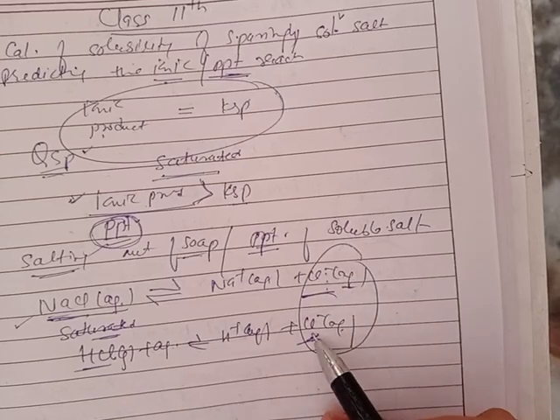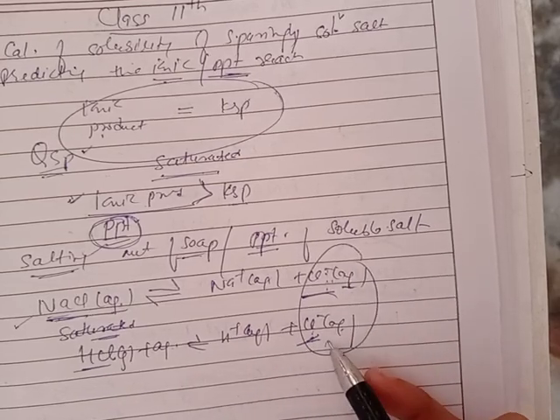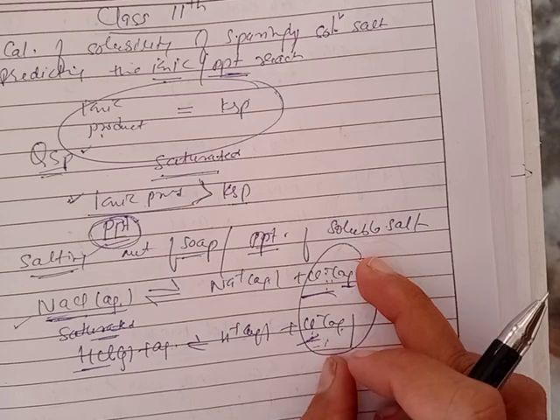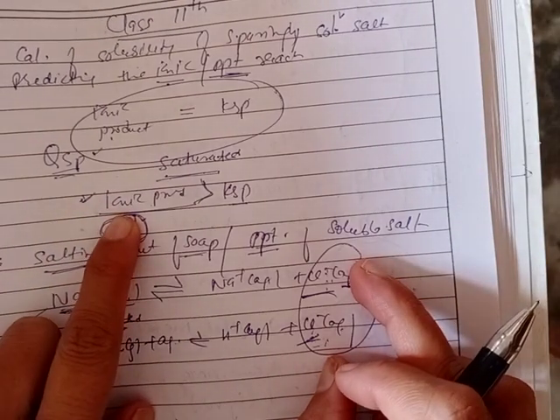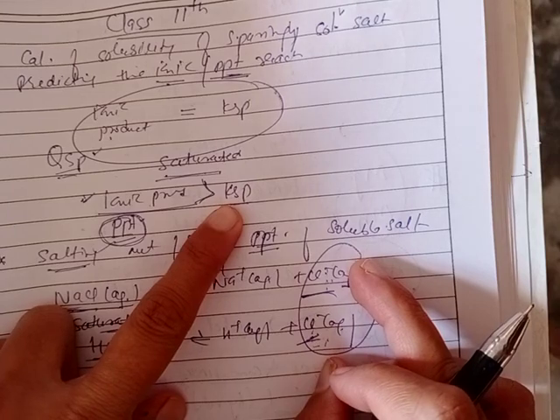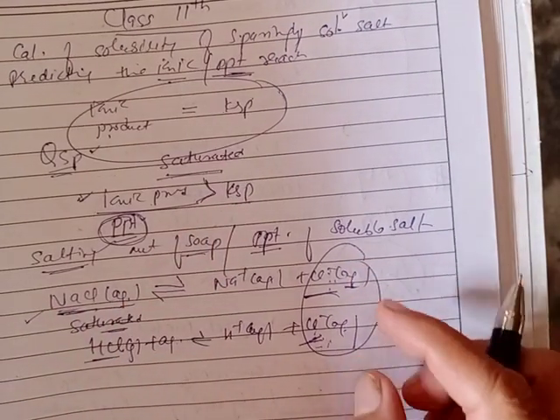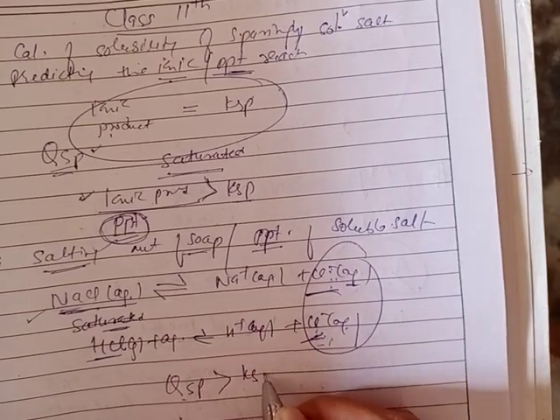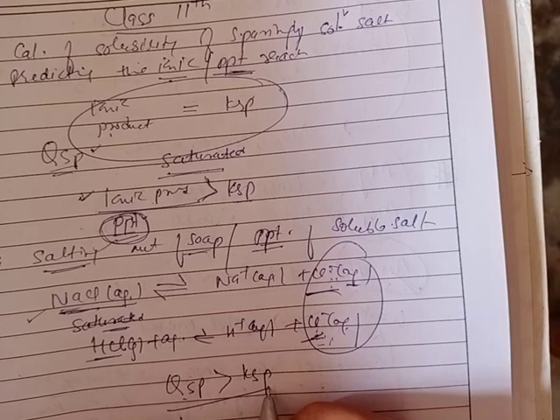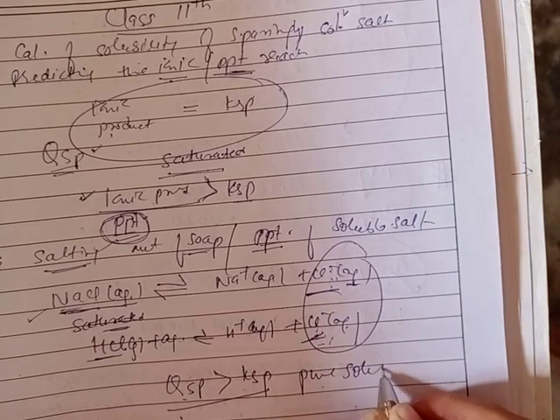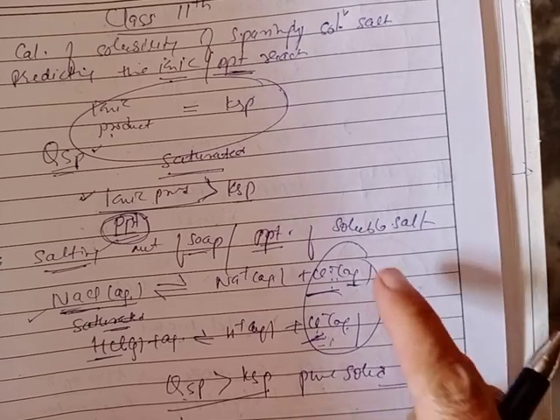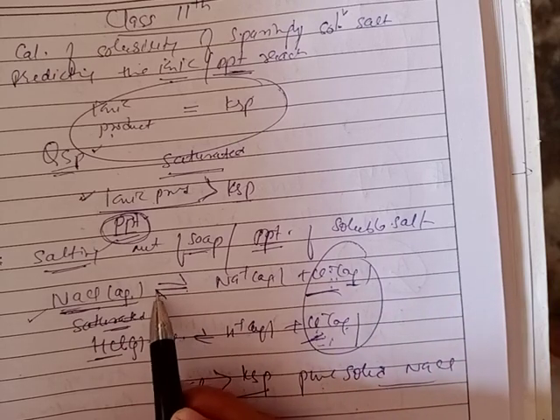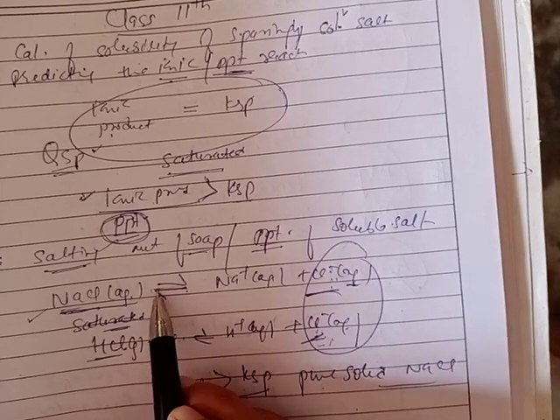Due to the common ion effect, the concentration of Cl- ions increases. Therefore, when the concentration of the ions increases, the value of the ionic product also exceeds the KSP. This increase in concentration of Cl- indicates that the value of QSP becomes greater as compared to KSP. In this way, we can obtain pure solid NaCl. How? Because when the concentration of these ions increases, by the common ion effect, the equilibrium will shift in the backward direction.